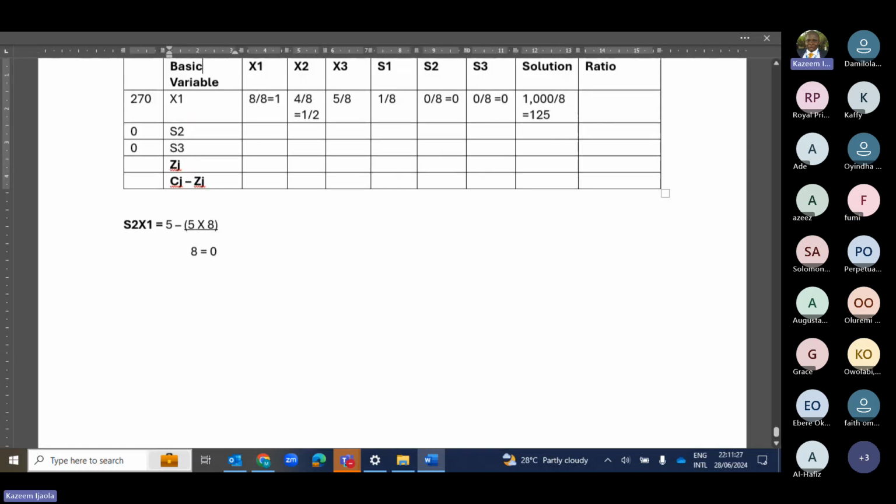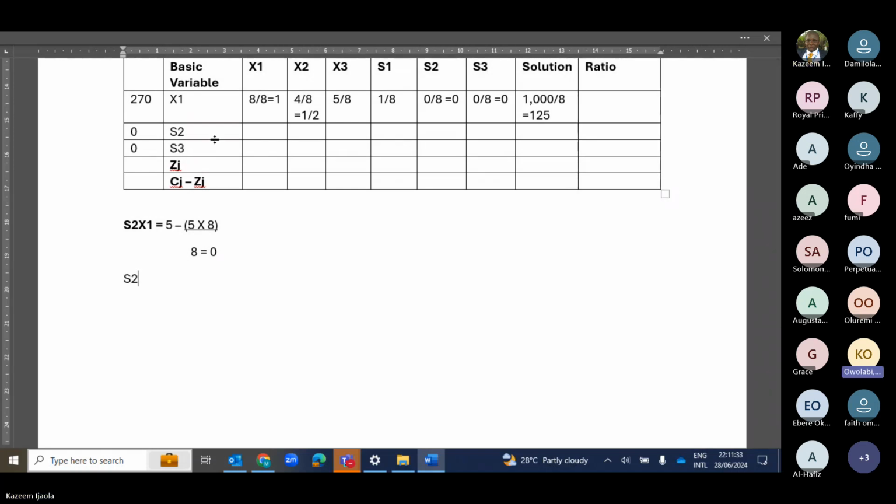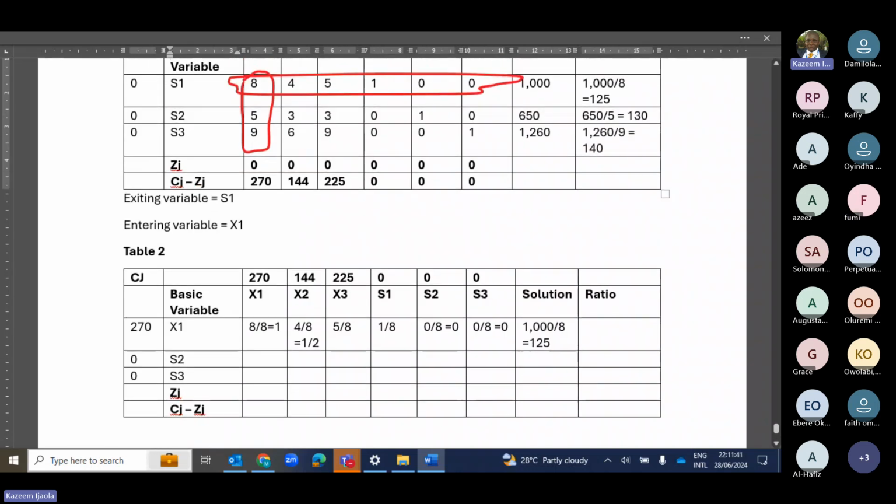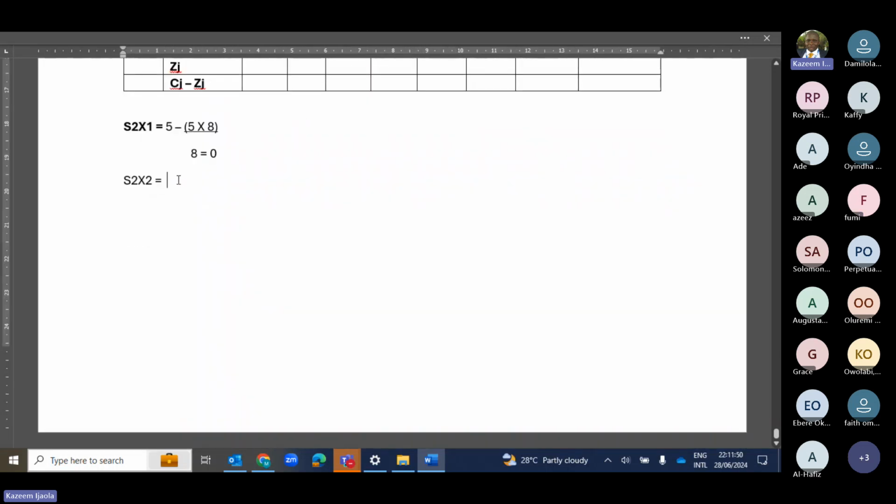So we show our workings. The next one we do is S2. Sorry, I'm not getting you, sir. S2. So the existing value there is 3. So the existing value is 3.